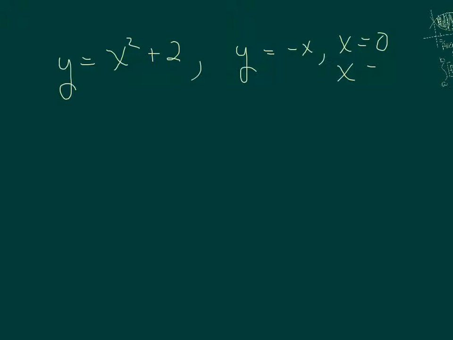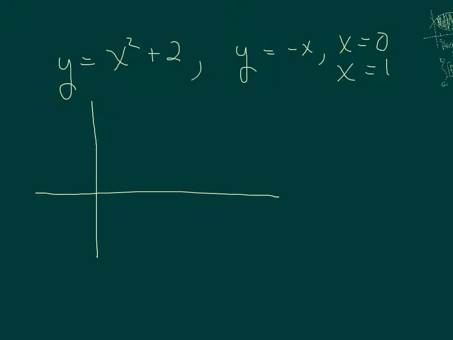I want to find the area of the region that's bounded by y equals x squared plus 2, y equals negative x, x equals 0, and x equals 1. So it's a good idea to graph it. This is one you would probably not have your calculators available to you if you had one this simple on the test, because these are functions that we can graph pretty easily.